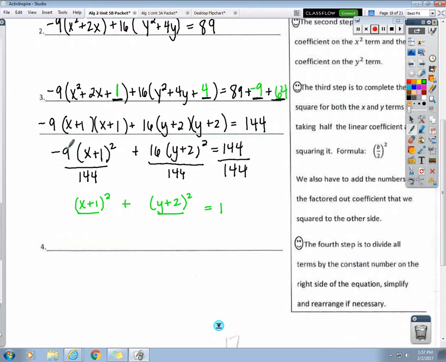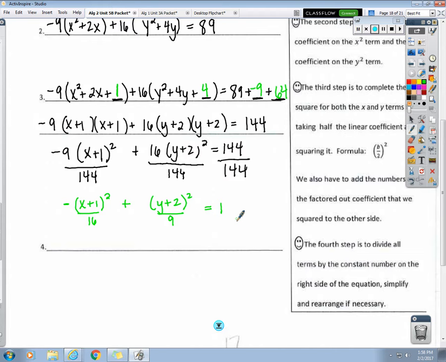What's negative 9 over 144 reduced to? Negative 1 over 16. Okay, so look, when I write this, negative 1, but you don't really have to write it, over 16. What does 16 over 144 reduce to? 1 over 9. So 1 over 9.